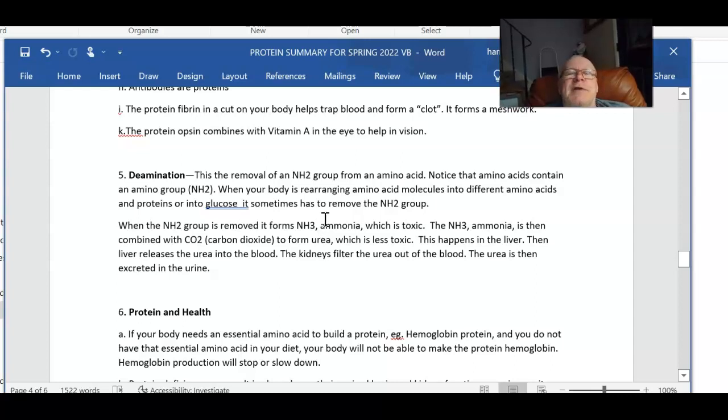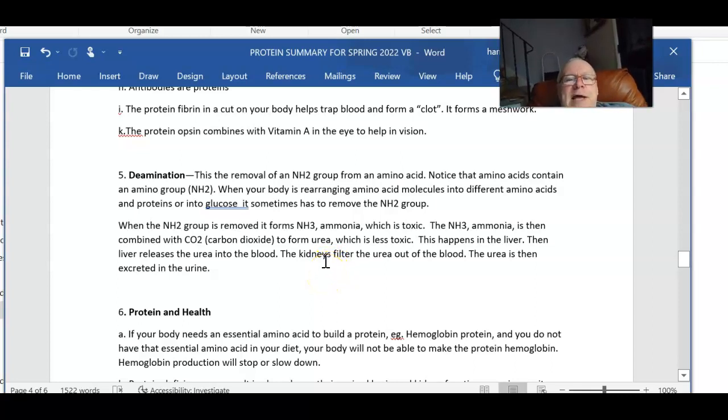So your body doesn't have enough glycine. It needs more glycine. It can go to another amino acid that it has plenty of, deaminate that amino acid, take that NH2 group and put it on some other molecule of your body, and convert it into the amino acid glycine. The body does that all the time, most of the time in the liver. Now, sometimes your body just takes the NH2 group off and doesn't really have anything to do with it.